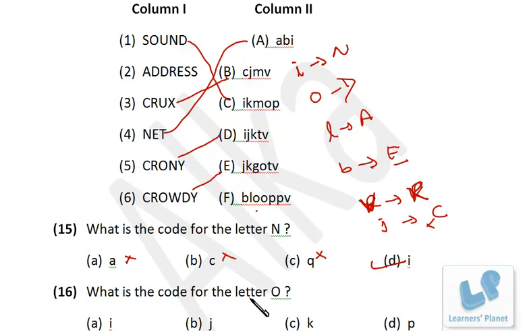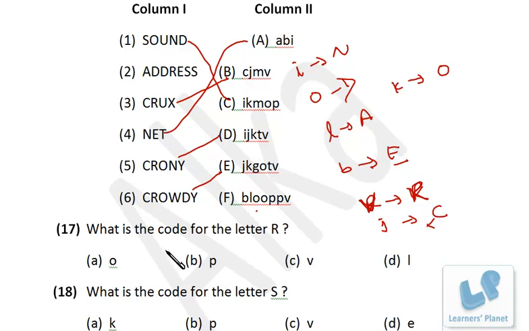Now, what is the code for letter O? If I compare from, suppose CRONY, IJKTV, that means P is obviously incorrect, right? Because we don't have P over here. But we have O over here, so O cannot be P. Now I is already given to N, J is already given to C, so we are just left with K. That is the correct choice. That means actually K is O. Okay.